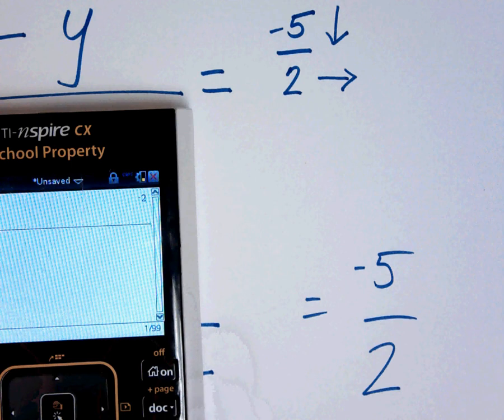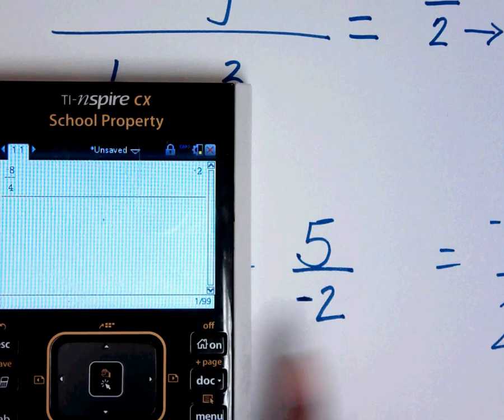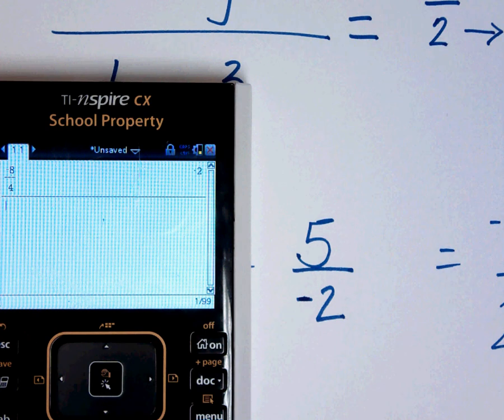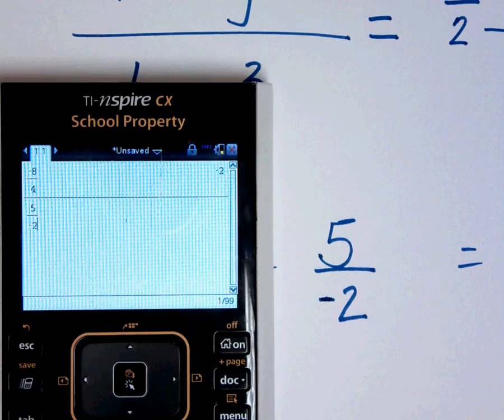So, in the calculator, I'm going to show you this one. So, control divide, 5, negative 2. Watch what it does to the negative 2. Wham! Look at that. It moves it to the top.